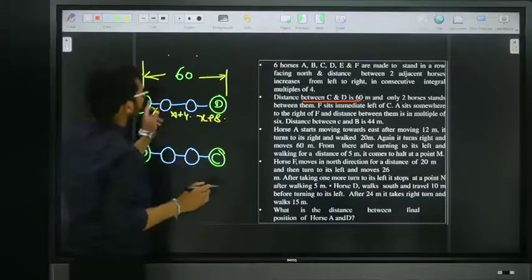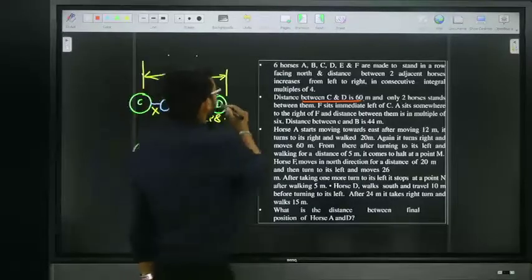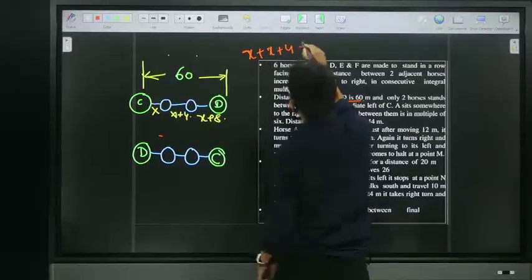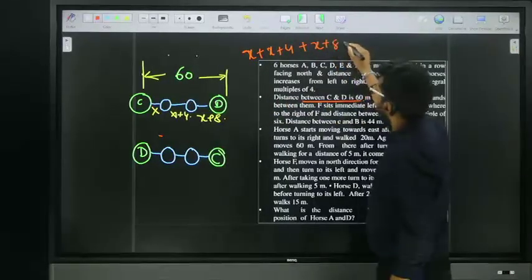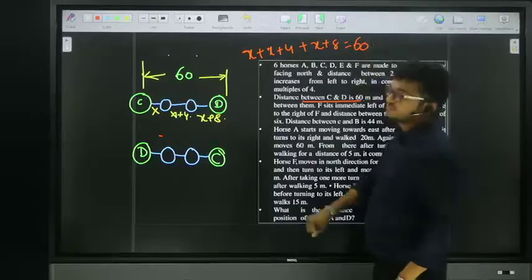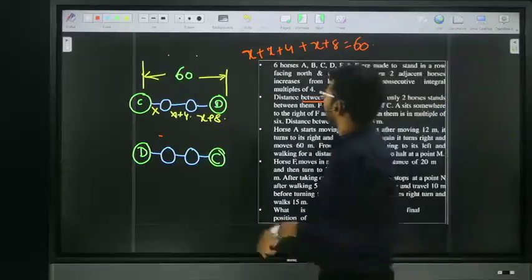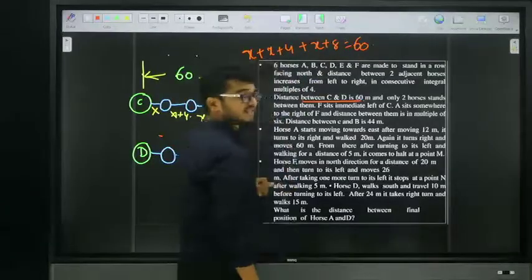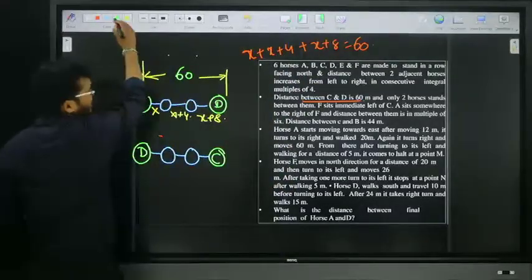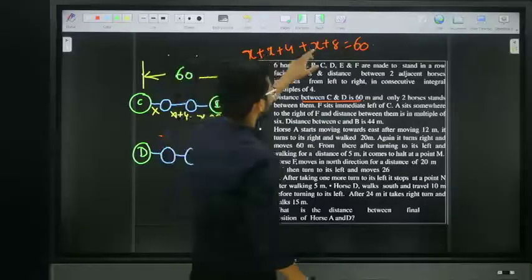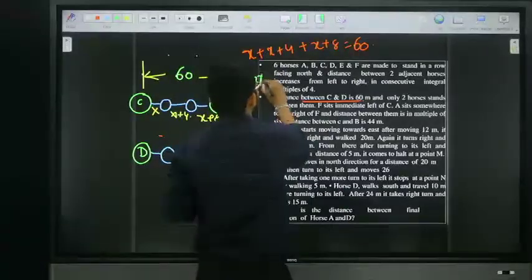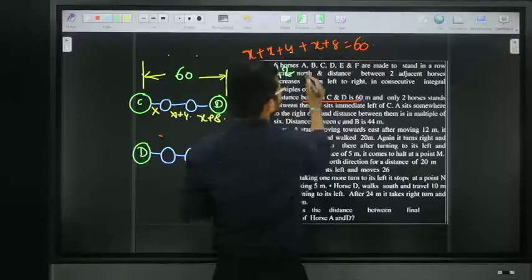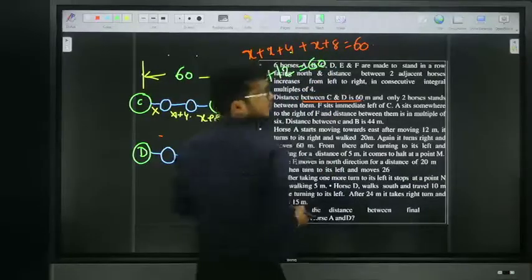This total distance is 60. So x plus x plus 4 plus x plus 8 equals 60. In total we have 3x, and 4 plus 8 is 12. Then 3x plus 12 equals 60.